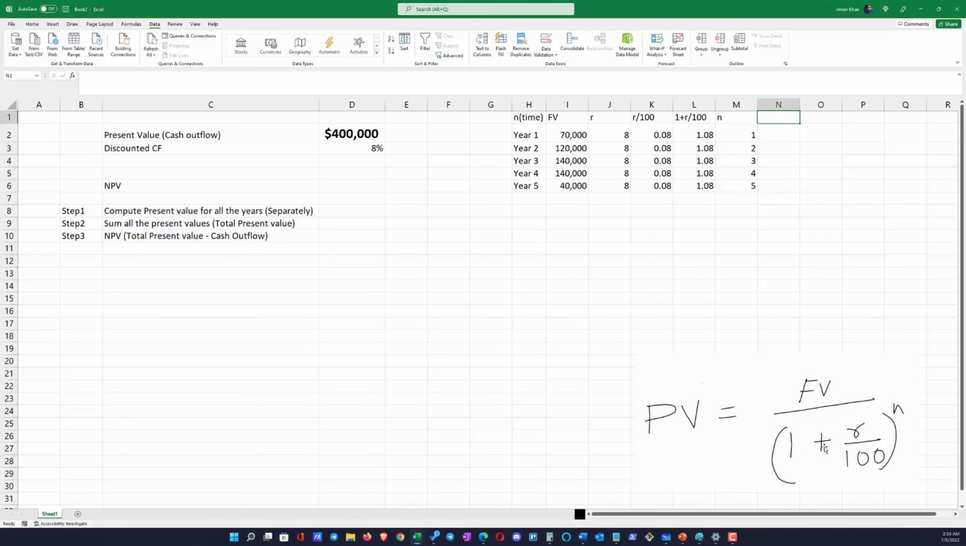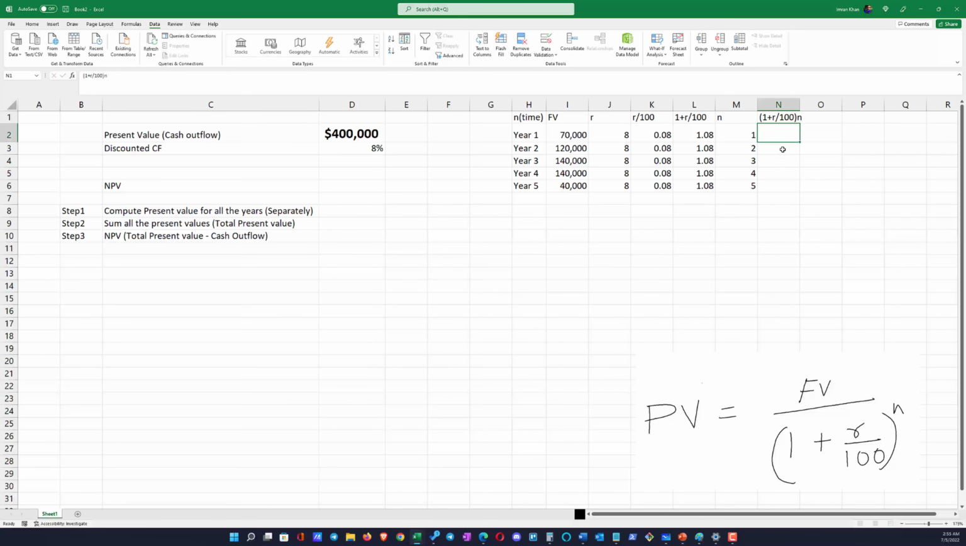Now let's compute the denominator first. I can just write it in one formula, but I don't want to confuse you. I just want to show you how you can build your Excel files. I'll show you in one go how you can write the formula, but for people who are not very well versed with Excel, I just want to show them how they can do it. So 1 plus R divided by 100 to the power of n.